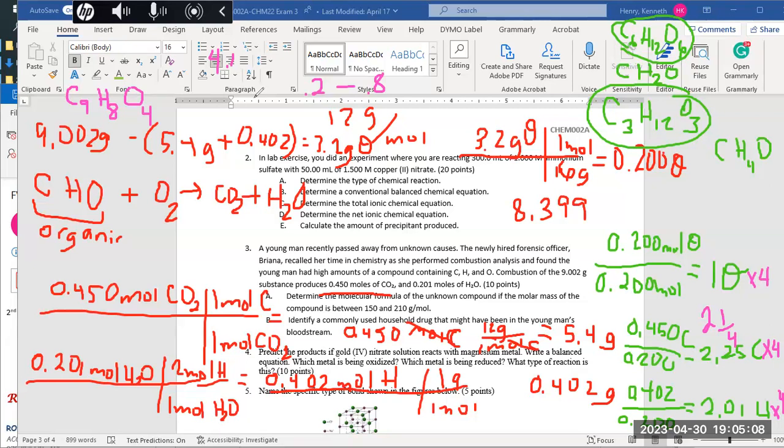It is between it. It's 180. Okay, so then that would be its molecular formula. So that would be your answer. Do we have to show that in the test, the multiplication of each? Yeah, you should show it, yes.